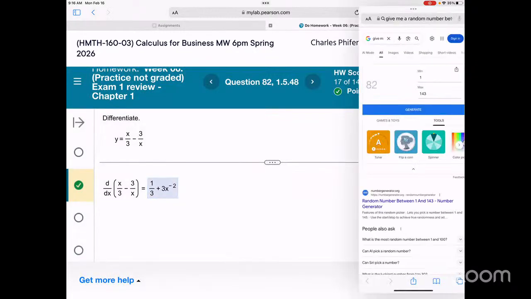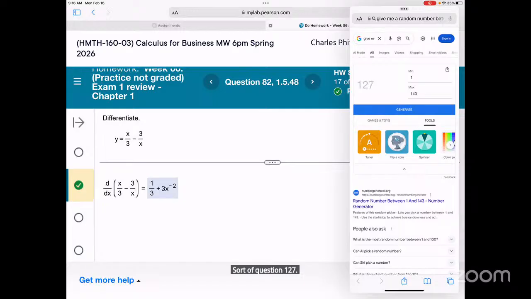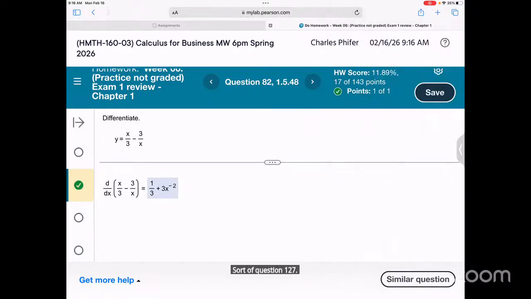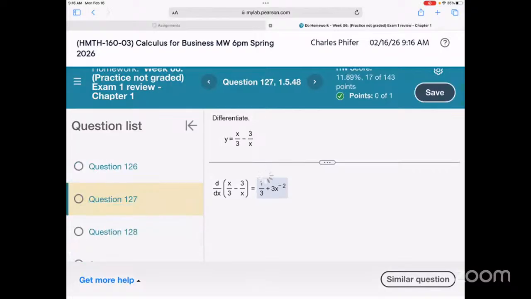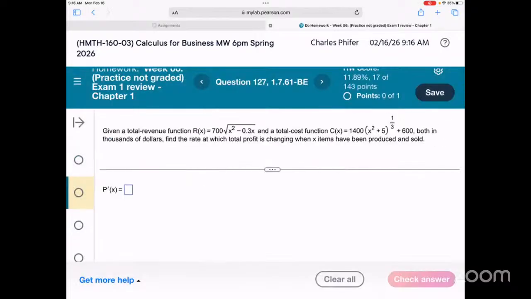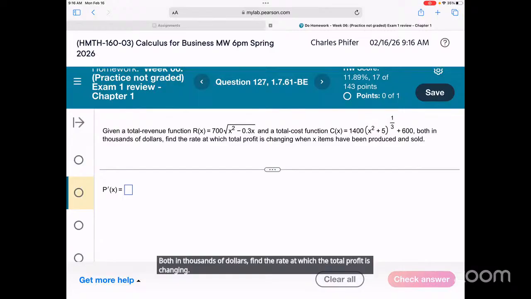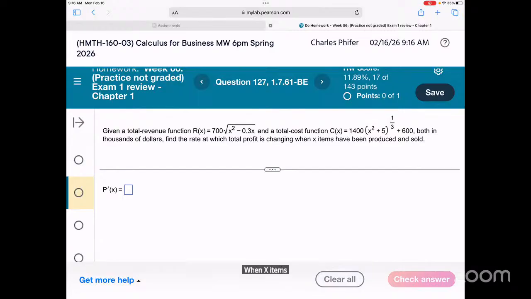So to question 127. Given the total revenue function here and the total cost function here, both in thousands of dollars, find the rate at which the total profit is changing when x items have been produced and sold. So it looks like we have to take the derivative of profit.